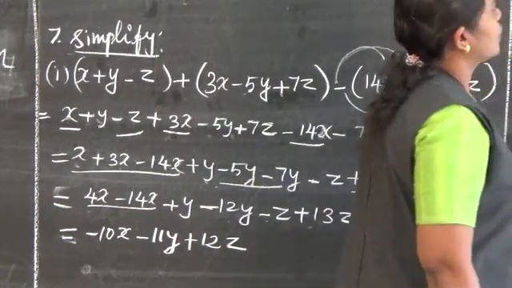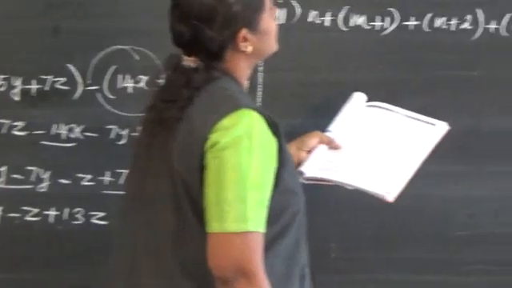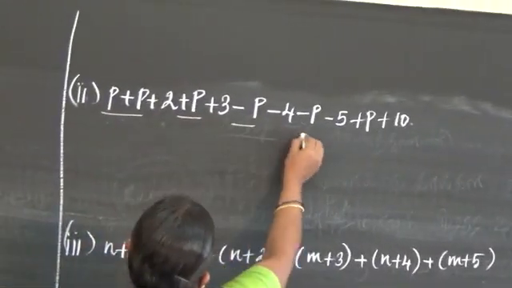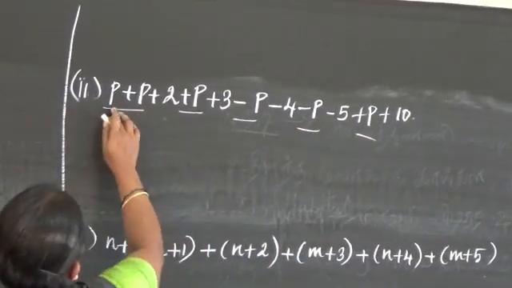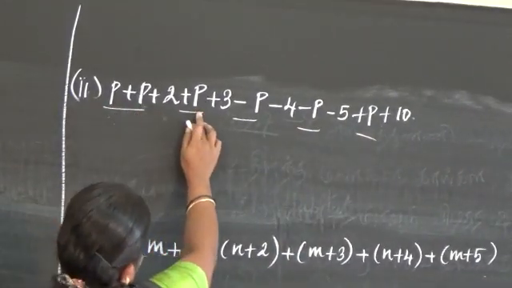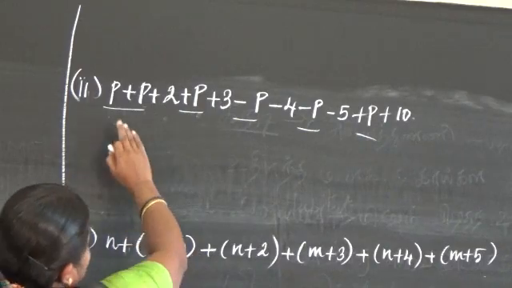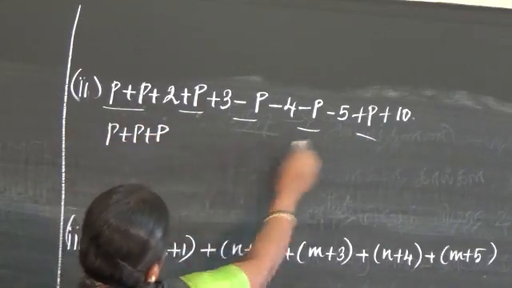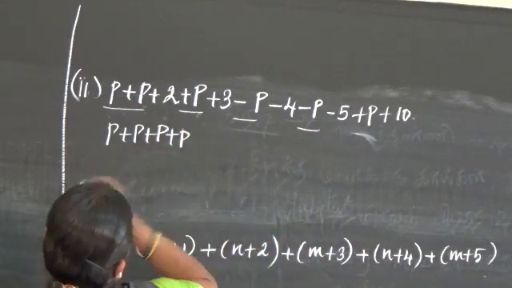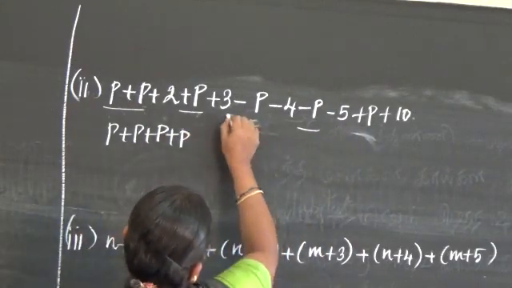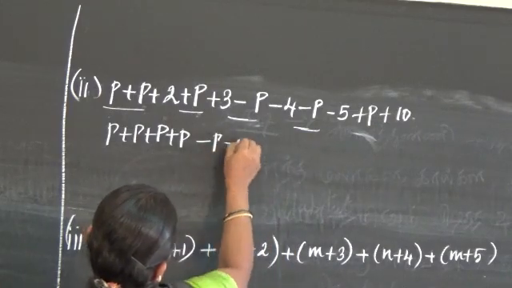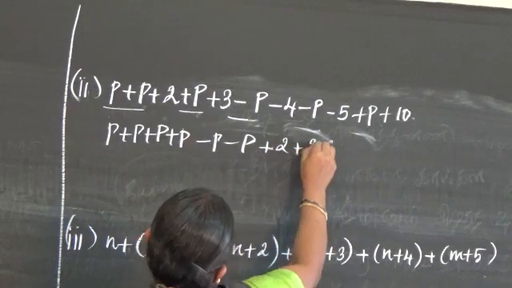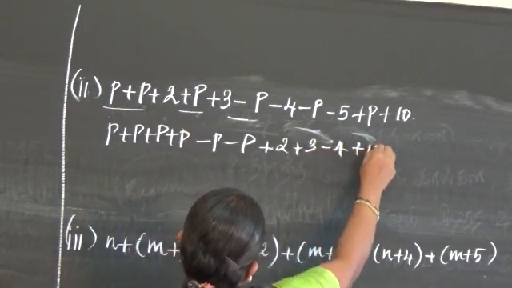Now the second problem is given to us, p plus 2 plus p plus 3 minus p minus 4 minus p minus 5 plus p plus 10. Now you group the p terms. P plus p, 2p, 3p. Now I am adding only like signs. So p plus p, here one more plus p. Now take the negative signs, minus p, minus p. Now group the constant terms, plus 2, plus 3, minus 4, plus 10.